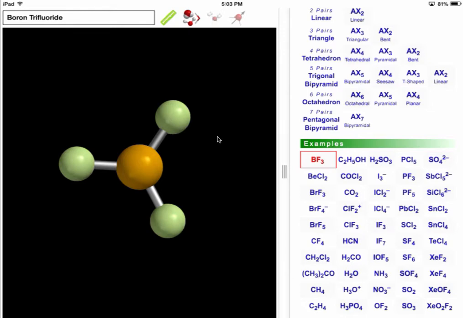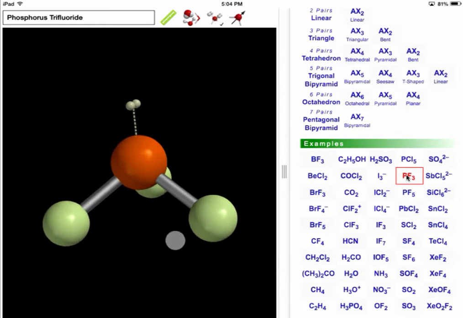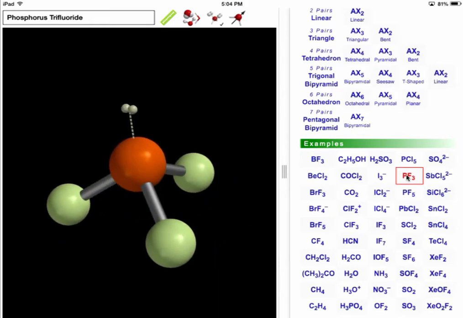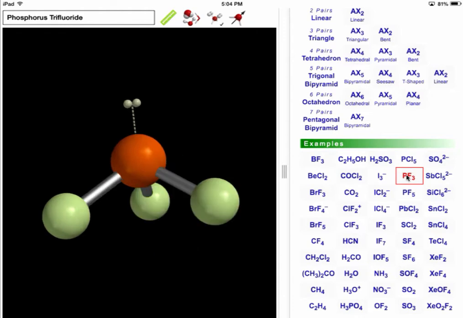All right, well, let's try another one. Let's try PF3. So for PF3, let's make that a little bit bigger. We have an AXE form of AX3E, and this unshared pair up here is keeping the other atoms sort of bent or out of the plane. So this one is called trigonal pyramid as opposed to trigonal planar.